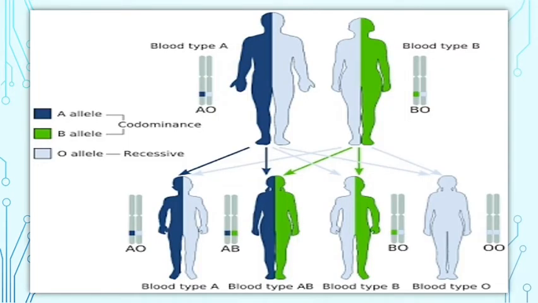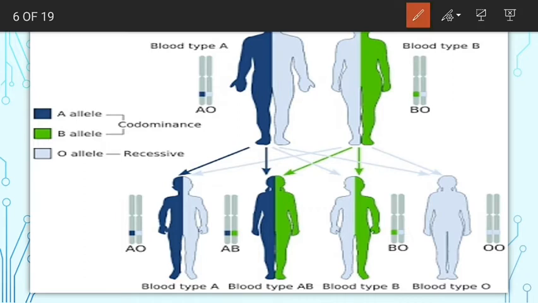Now, let's look at a picture. Here, a heterozygous male is crossed with a heterozygous female. Now the heterozygous male has a blood group of A, as the O is recessive in nature, and as it is heterozygous, there is AO, and it is crossed with a heterozygous female of B blood group, that is BO. Now the offspring generations can have AO blood group, AB blood group, BO blood group, and OO blood group.